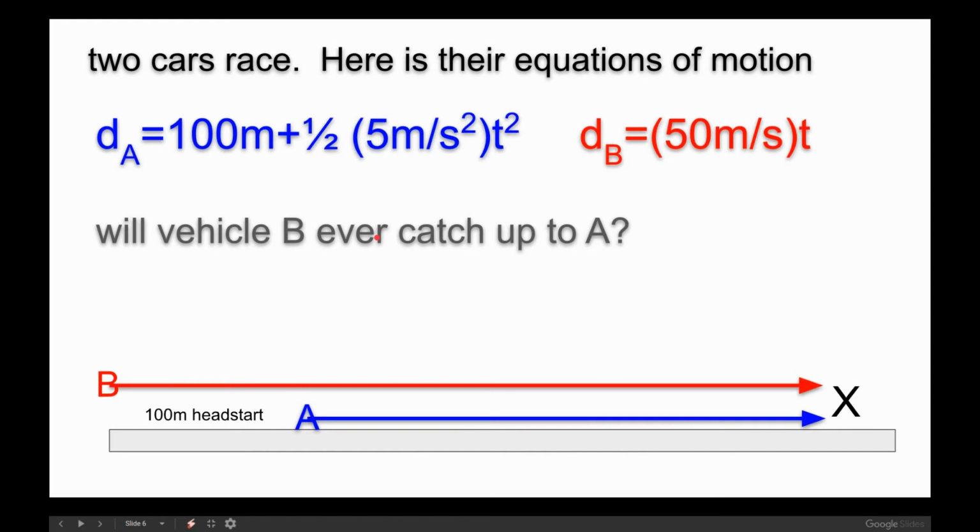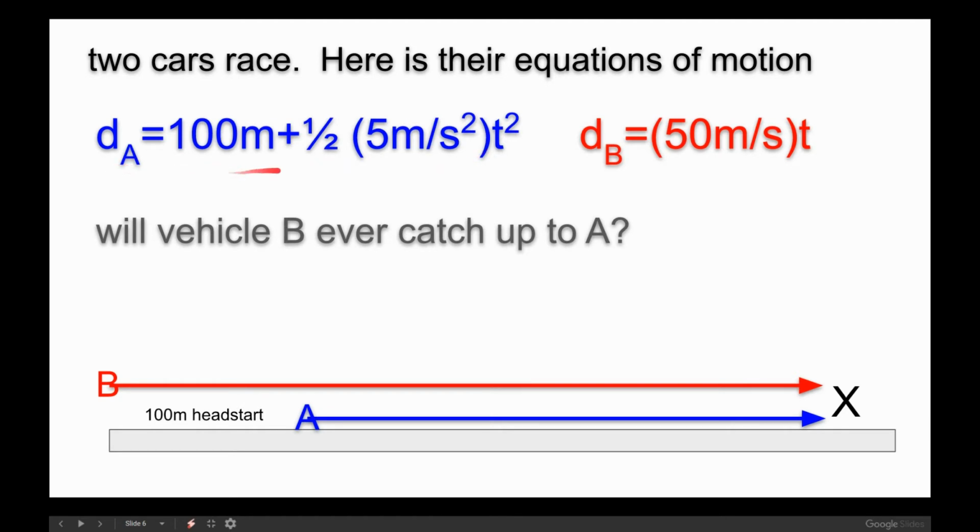Let's say I give you the equation of motion of two objects. Object B is traveling at 50 meters a second. So its position at any given moment of time is just 50 meters a second times time. Object A, though, starts 100 meters ahead of object B. So it's got an initial starting distance, but it's sitting still and begins to accelerate at 5 meters per second squared.